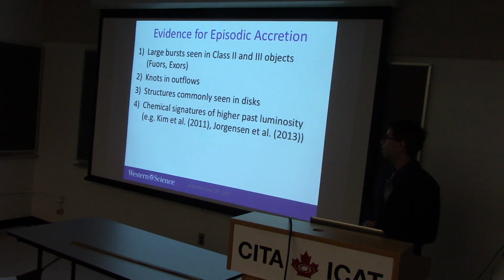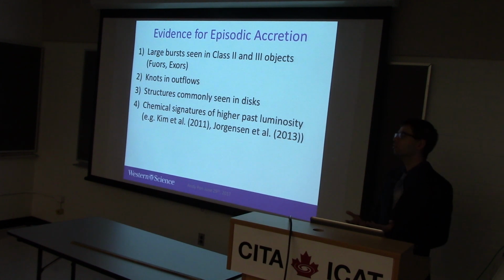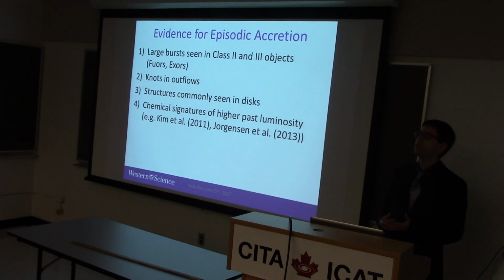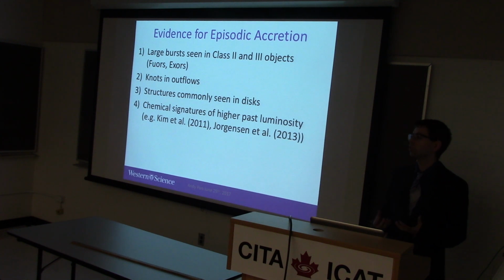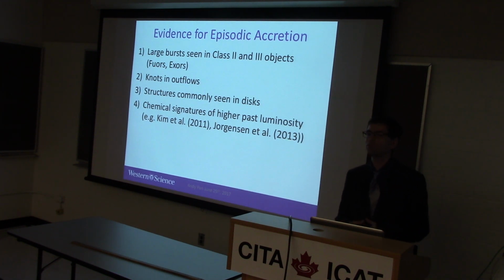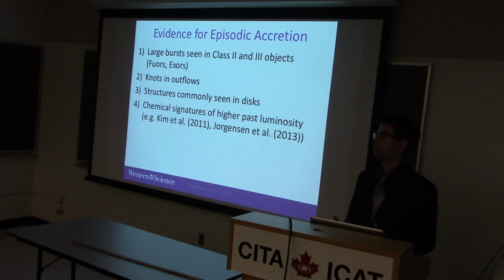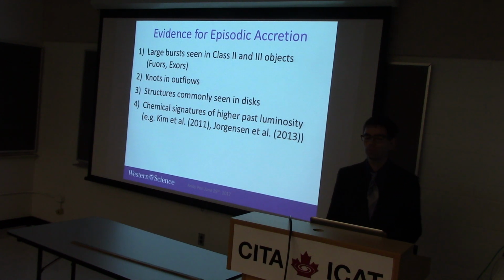And we also see signs from the chemistry. Looking around some protostars, we see evidence of molecules still in the gas phase that really shouldn't be there given the current luminosity and the current temperature of the gas. They're usually interpreted as being signs of a previous burst of accretion, a previous increase in the luminosity, and thus an increase in temperature surrounding the protostars.